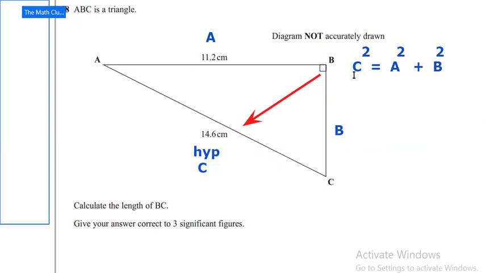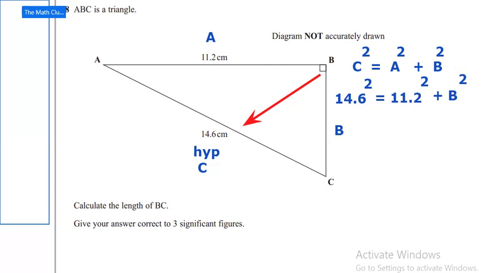First, this is the C, which is 14.6, so I'm going to write it here. So 14.6 squared equals A squared, which is 11.2, and we put squared on top of it. Don't forget the squaring part. And then plus B squared. And this is the line that we're trying to find, which is the B.